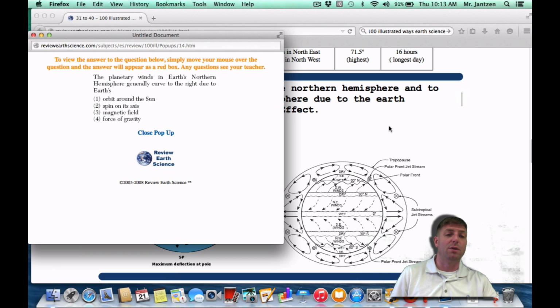Regents question: the planetary winds in the northern hemisphere generally curve to the right due to Earth's what? Earth's spin on its axis, or choice 2.